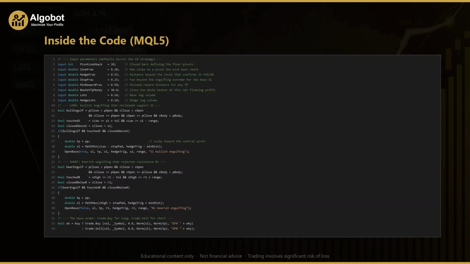Touched S confirms the low dipped into the support zone, and closed above S confirms it closed back above S1. When all three are true, the code sets the take profit to the central pivot, places the stop below both the candle low and the hedge trigger, and calls open base for a buy. The short block mirrors it exactly.